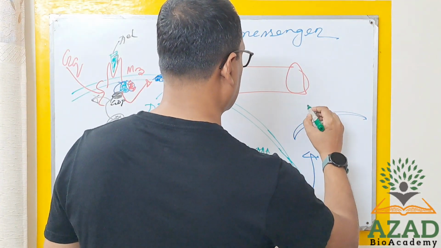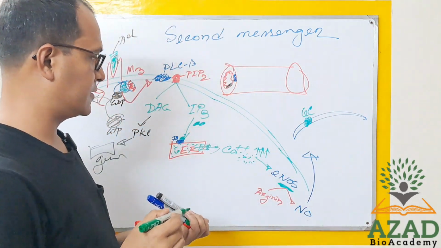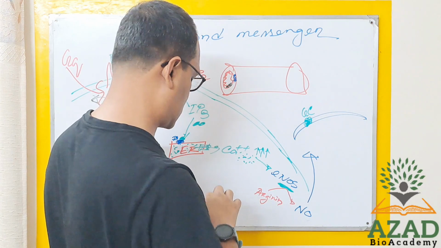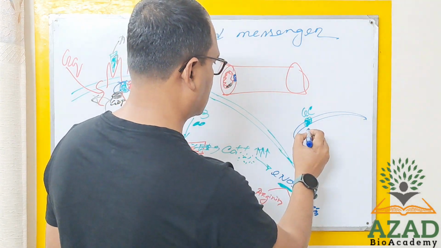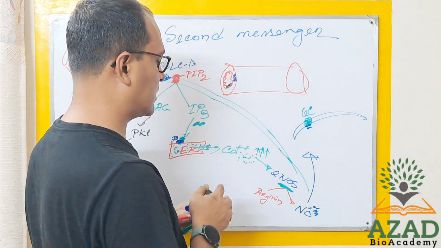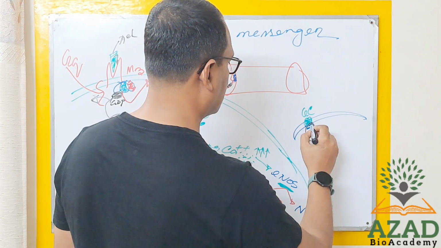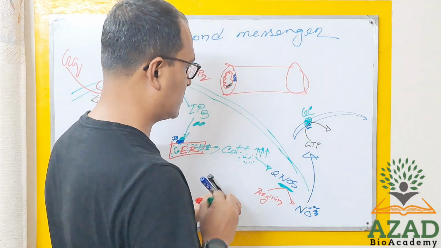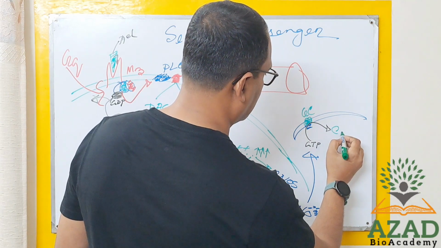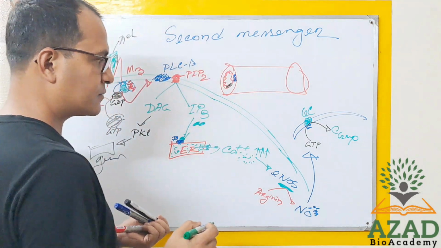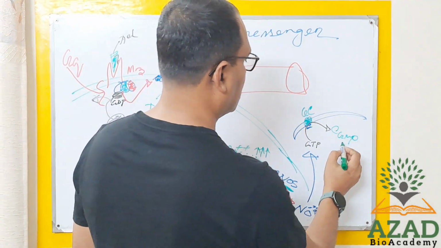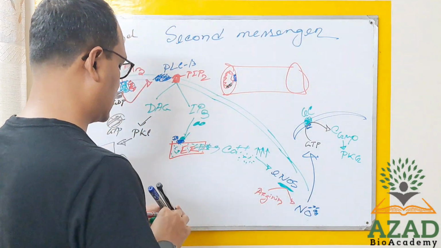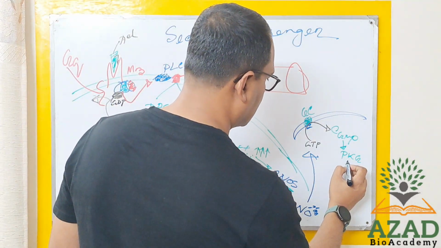Here there's a membrane receptor. This is guanylyl cyclase. So this nitric oxide, think this is the nitric oxide, will activate the guanylyl cyclase. Then the function of guanylyl cyclase will be that GTP will be converted into cyclic GMP, and that cyclic GMP will activate PKG.